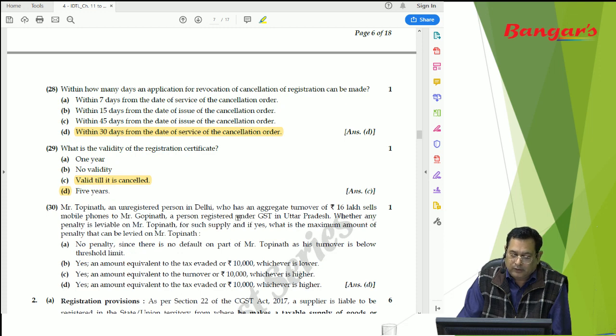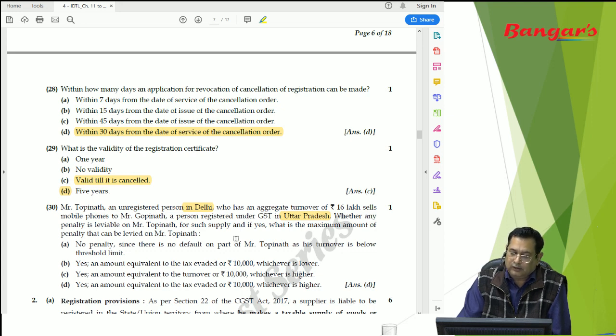Now, Topinath is an unregistered person who has an aggregate turnover of 16 lakhs and sells mobile phones to Mr. Gopinath, a person registered under GST in Uttar Pradesh. So basically, he is making interstate supplies. Whether any amount of penalty is leviable on Topinath for such supply? If yes, what is the maximum amount of penalty that can be levied?